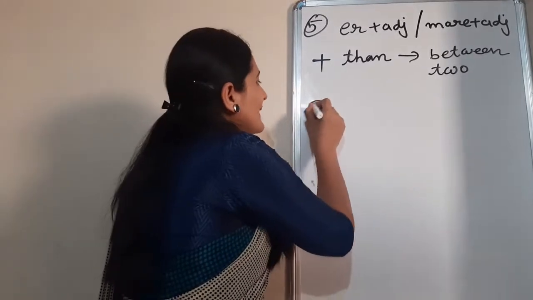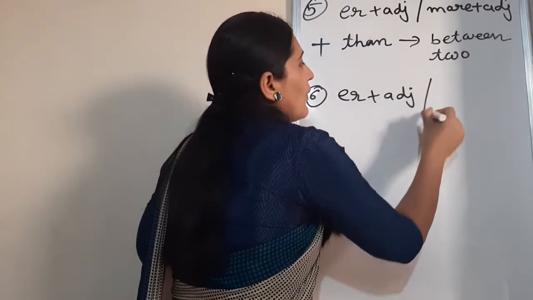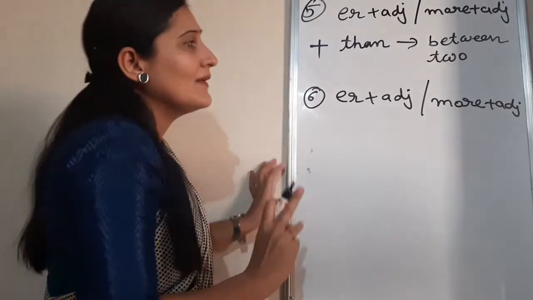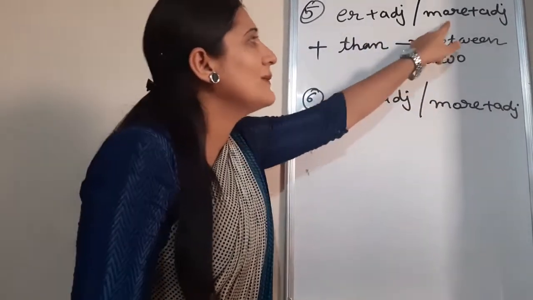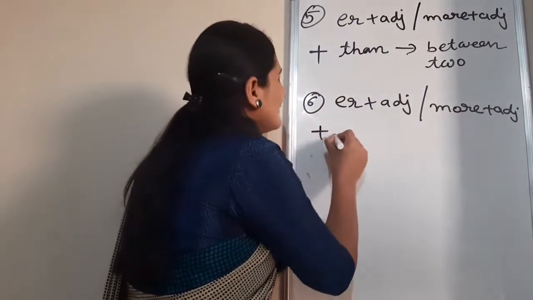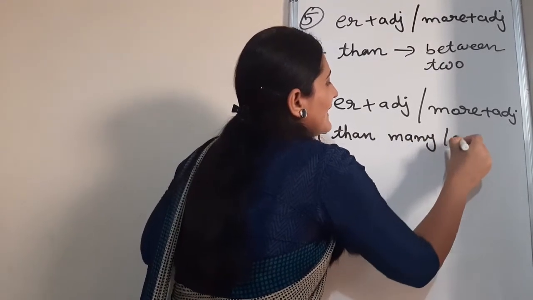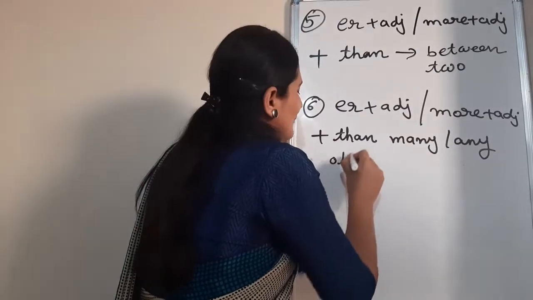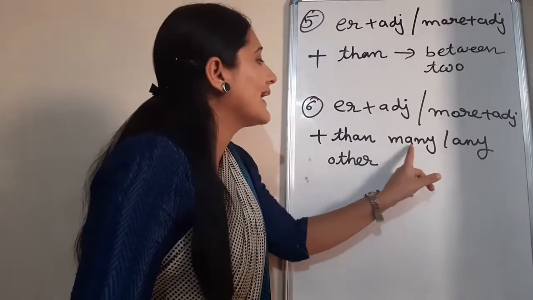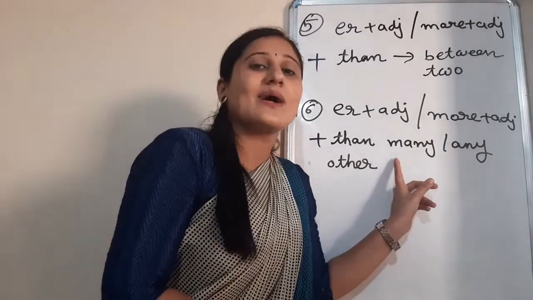Now, the sixth rule is we need to write the same thing, er plus adjective or more plus adjective. This will be the same because the comparison is between two; only the backside will be changed. So here we need to write "than many other" or "than any other". I will tell you when you can add "any" and where you can add "many", right?